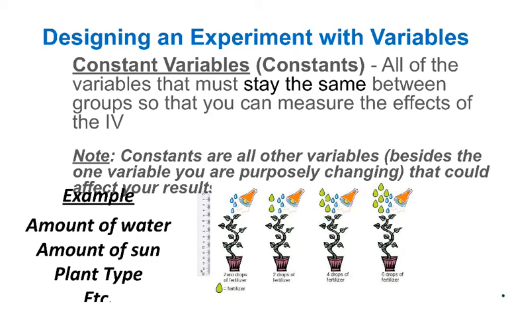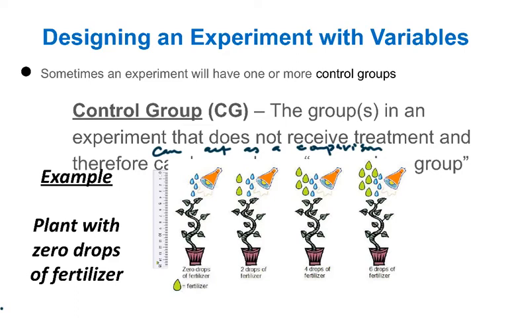Okay? Now, there's one more important concept when we talk about specific types of variables. There needs to be an independent variable, a dependent variable, and constants, and usually multiple constant variables. But sometimes there's also a control group. And there's not always a control group, but sometimes there is. And sometimes there can be more than one control group. So a control group is the group or groups in an experiment that does not receive treatment and can therefore act as a comparison group.